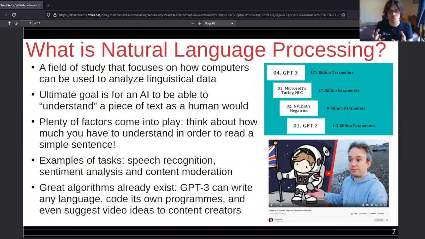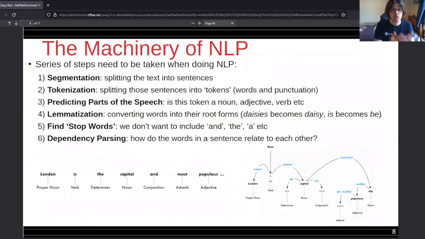Tom Scott, who is quite a famous YouTuber, made a YouTube video where he asked an AI to create some content for him, and it came up with some pretty good ideas. One of the ones you can see in that little graphic is what would have happened if the UK went to the moon instead of the States. So we have an awful lot of stuff that can be done with natural language processing. So we probably should talk about the machinery of NLP.